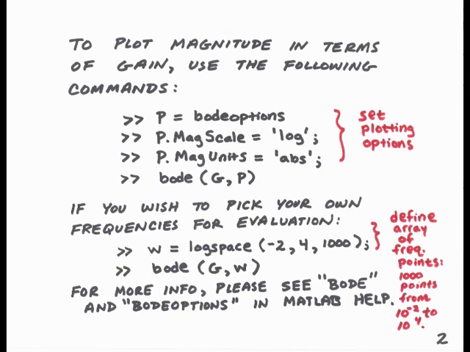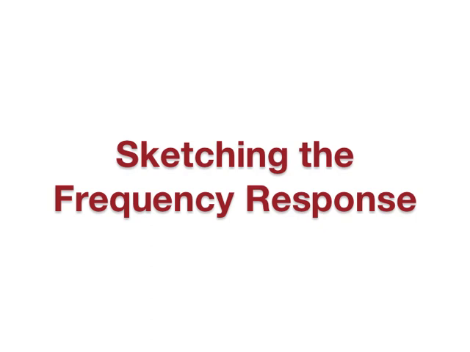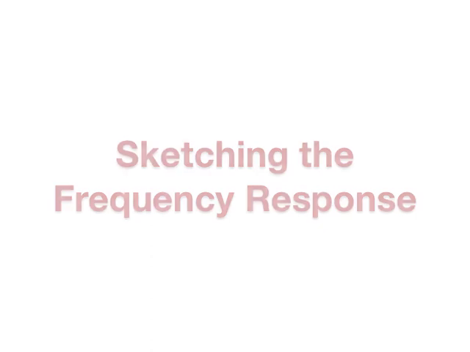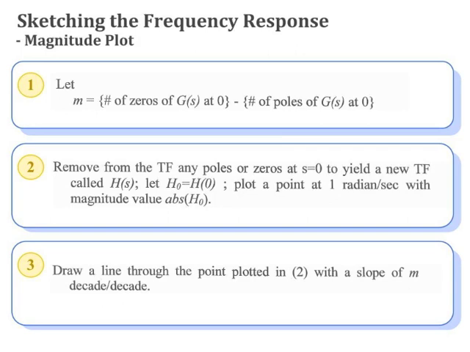So now you know how to find the frequency response plots using MATLAB. We'll now look at sketching these by hand. And the value of this method is that this will give you insight into the relationship between poles and zeros and the shape of the frequency response. So here are the rules, and there'll be 7 of them, for sketching the magnitude plot.